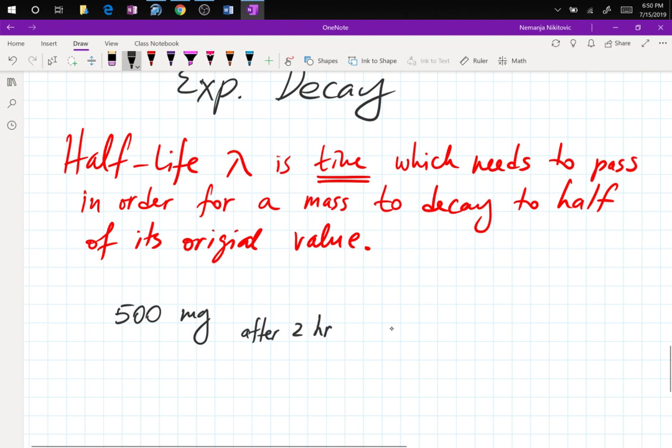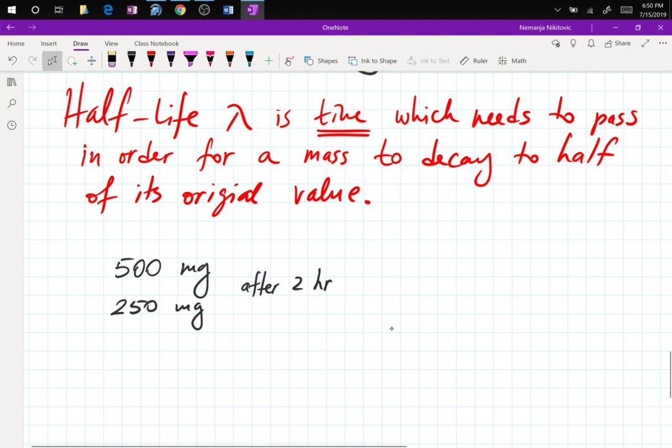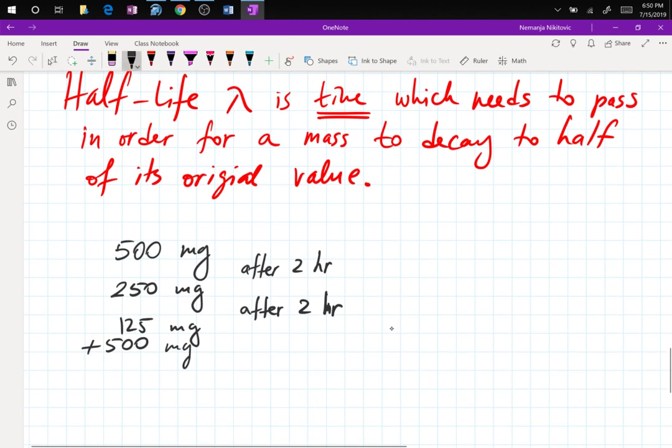After 2 hours, there is 250 left, right? Half is metabolized and gone. 250 is still around. Another 2 hours pass. How much is left? 125, right? Because it's half of 250. Now, what do you do after 4 hours? Yeah, you take it again. So now, because 4 hours has passed, you have 125, and then you take another 500. So now you have 625.